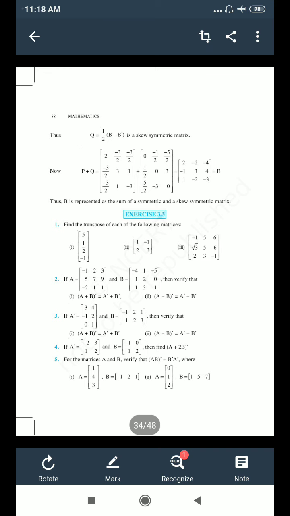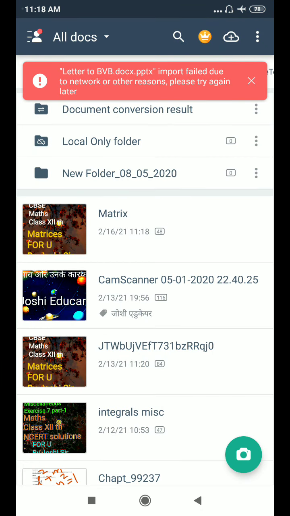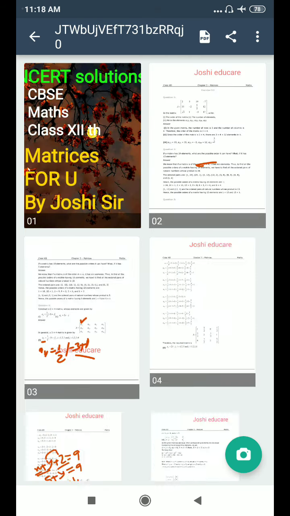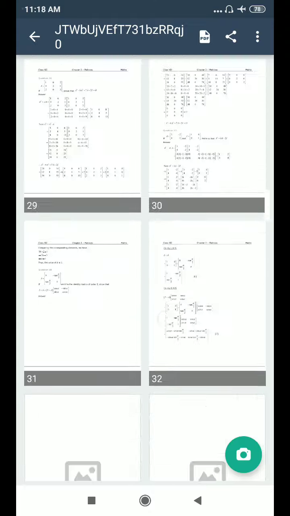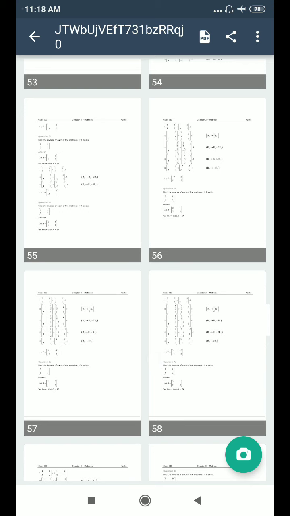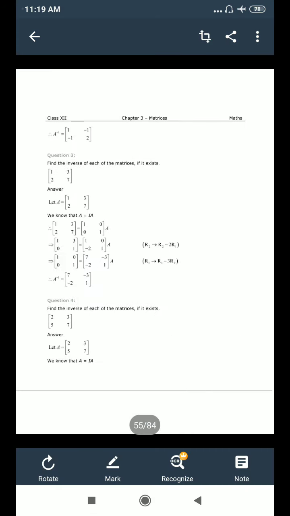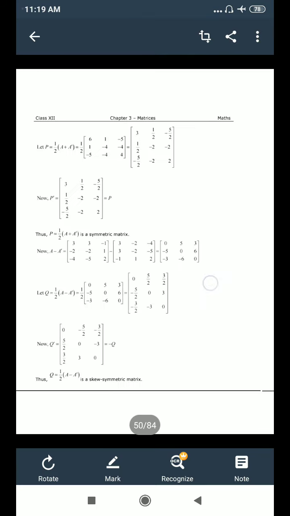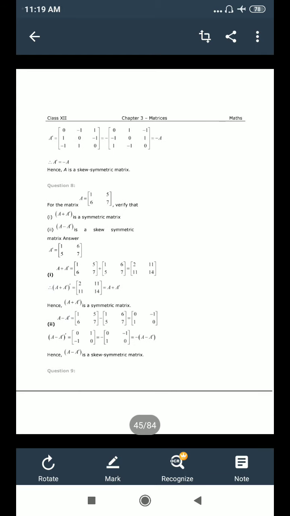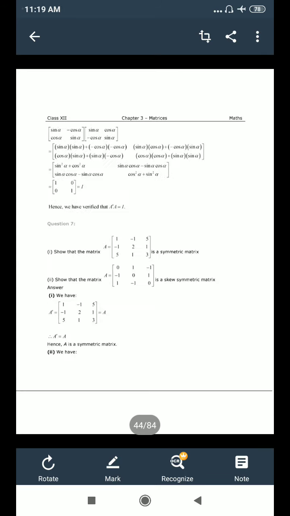So just we will discuss exercise 3.3. You see, I will explain the solutions of exercise 3.3 from the NCERT. So it's a very simple exercise because symmetric and skew symmetric matrix we have already done. So if we take the transpose of a given matrix and it is equal to the matrix itself, we can say it is a symmetric matrix. And if we take the transpose of the matrix and it is the negative of the matrix itself, we will say it is a skew symmetric matrix.